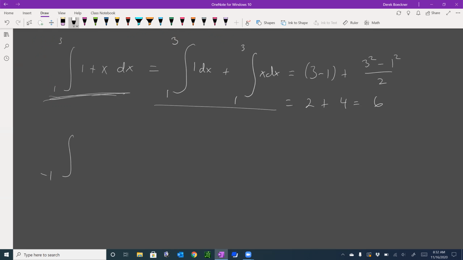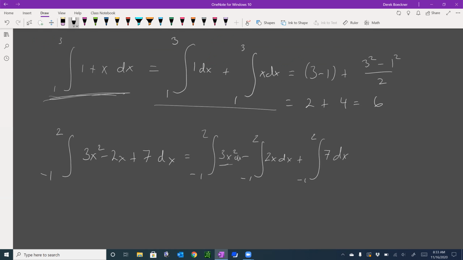The integral from -1 to 2 of 3x squared minus 2x plus 7 dx. So how should I do this one? Split it up first. Integral -1 to 2, 3x squared dx, minus the integral -1 to 2, there's a minus because that's a minus, 2x dx, plus the integral -1 to 2 of 7 dx.